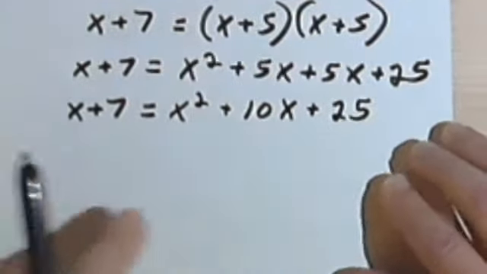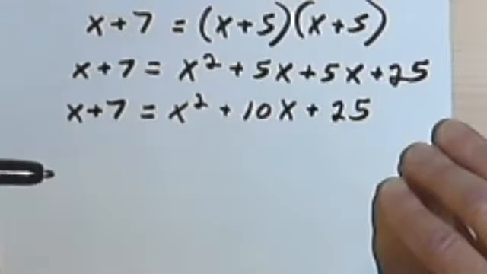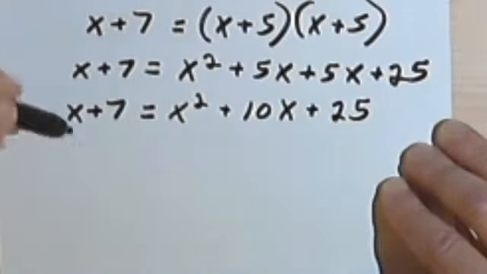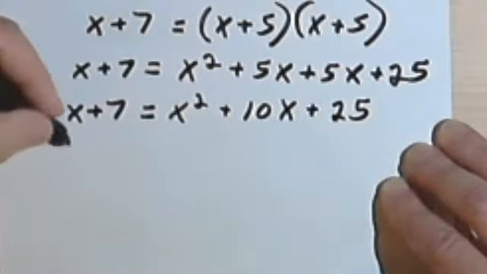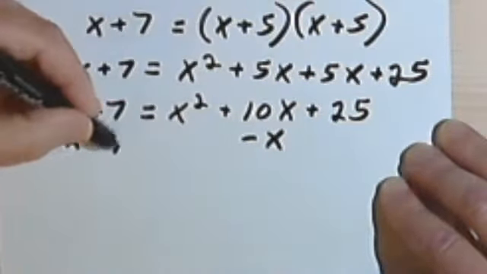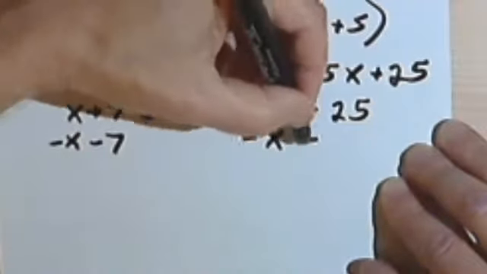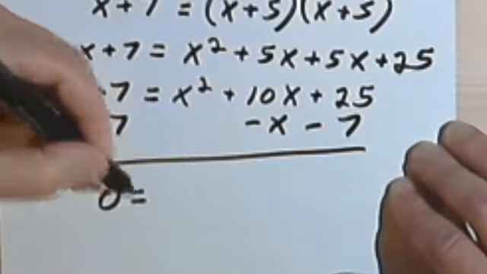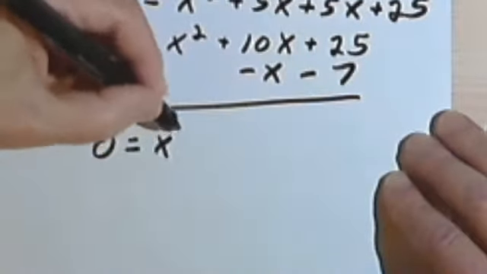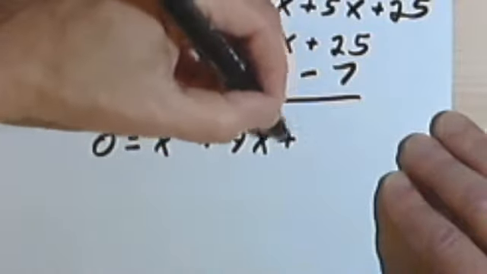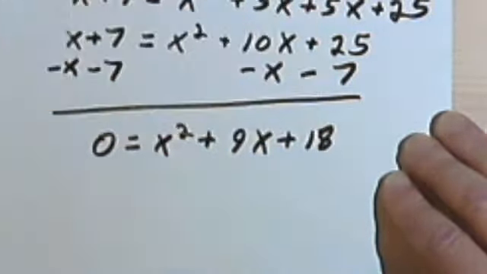I've got a square over here, so that means I'll have a quadratic equation. So I want to get everything to one side of the equation and a 0 on the other side. The easiest thing to do would be to subtract an x from both sides. So I'll subtract x, and at the same time I'll subtract 7. So let's see. That will give me a 0 equals x squared plus 9x plus 18.